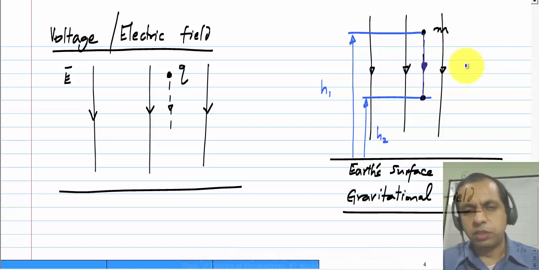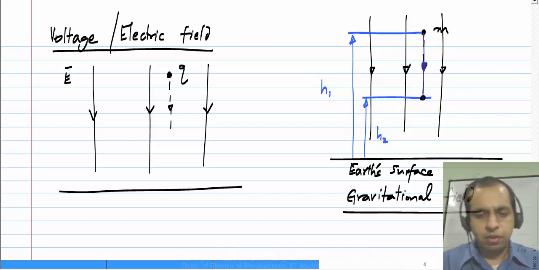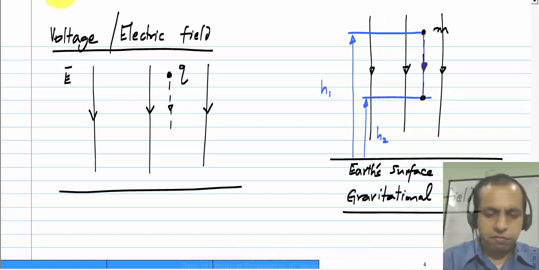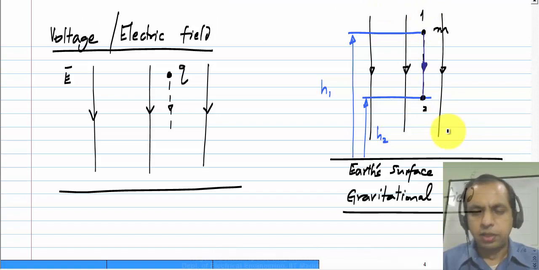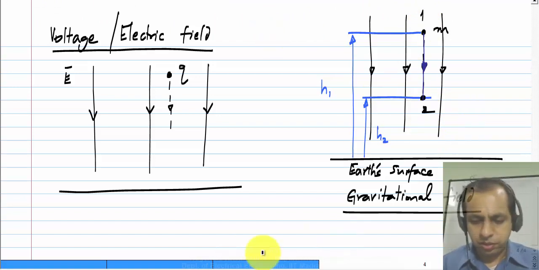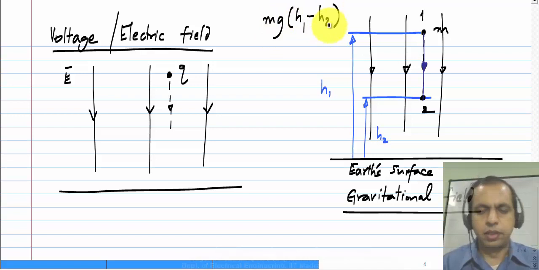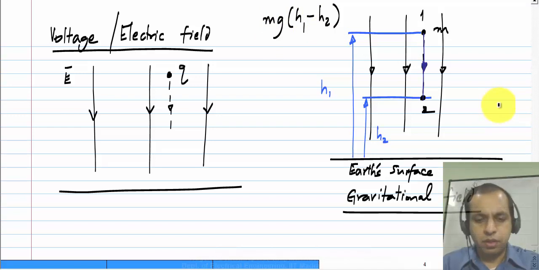You know that the object will gain energy. Okay. So perhaps initially it was being held stationary, and then when it goes from here to there in the gravitational field, it will gain some energy. And you also know that the amount of energy gained is mg(h1 - h2). Okay.